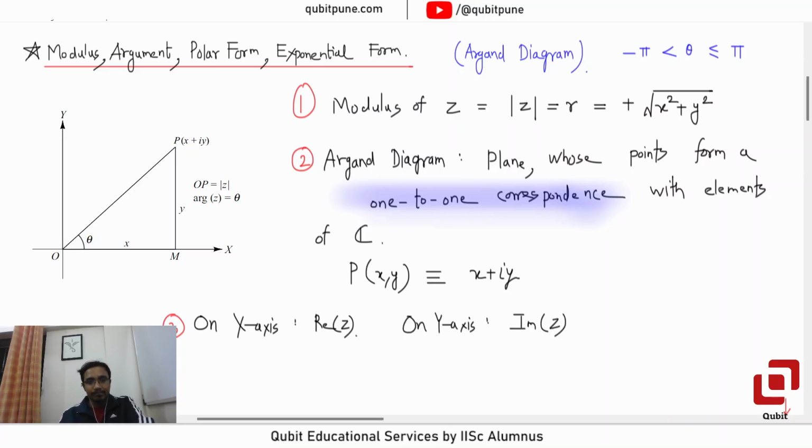Okay, we can again define mod z or r as the distance between the origin and the point P. That defines the modulus of the complex number. It can also be obtained by using the distance formula, root of x squared plus y squared. But the definition of argument is slightly different, because argument is a multi-valued quantity.